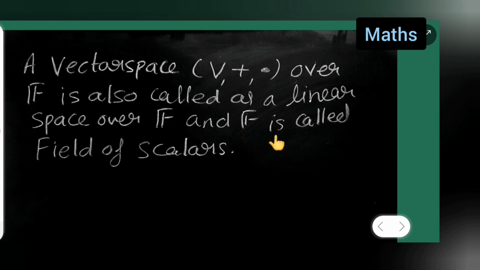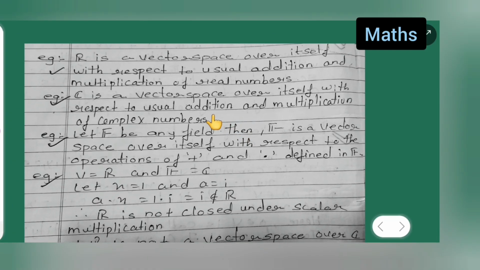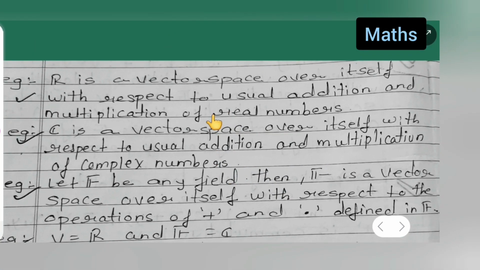Fn. Okay, so where did I reach? Space over F, and F is called the field of scalars. You all can take this down. Continuing from that, here are a few examples which you all can take down.